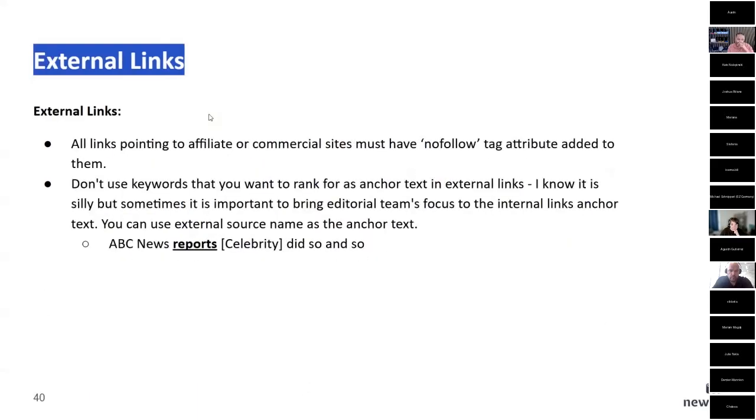External links, when you want to link to some other sites, don't give them the keywords that you want to rank for. You can say just like ABC News reports, utilize the word reports, but keep the primary keywords for yourself and for your internal links.